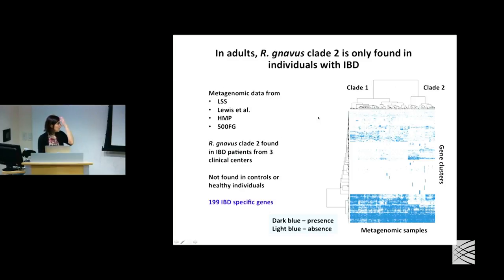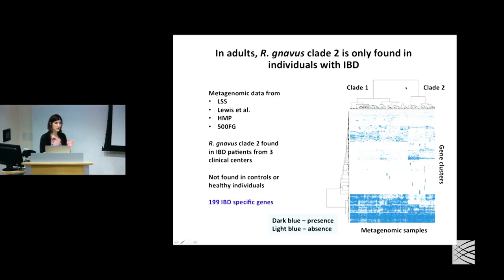And so using all of the data that we had from the LSS cohort, the validation cohort, and healthy cohorts, we observed that in clade one, we always saw samples from both healthy individuals and individuals with IBD, but clade two only had samples that were from our IBD patients present in it. So we did not find any adult metagenomes that mapped in this clade.